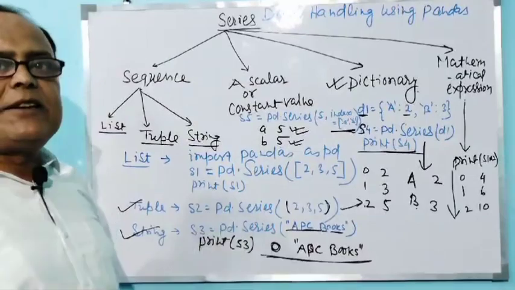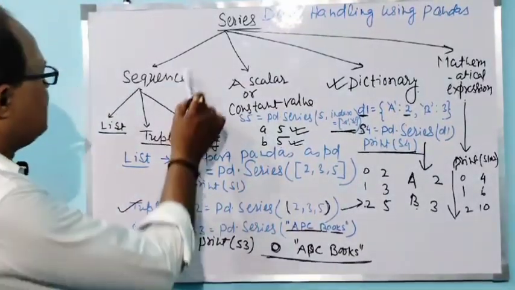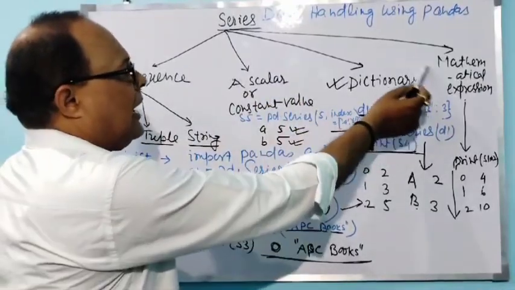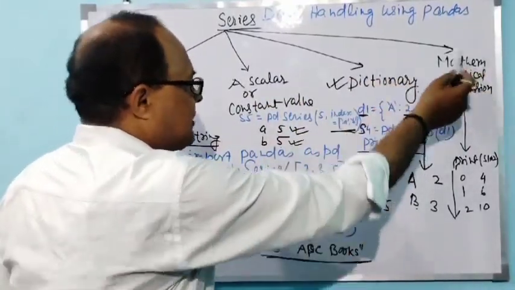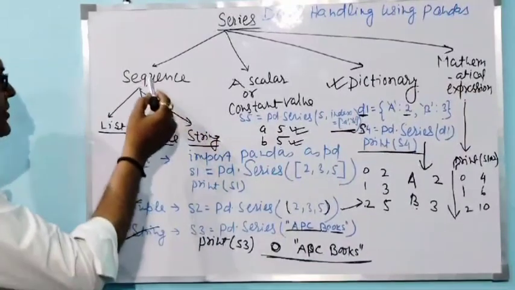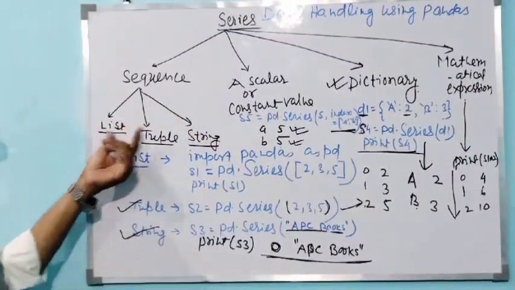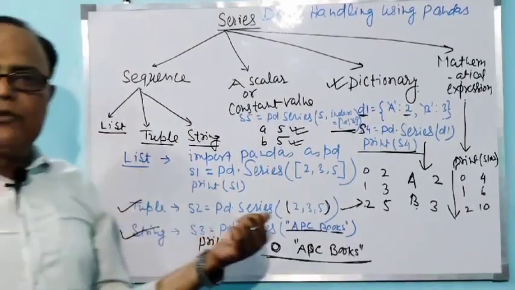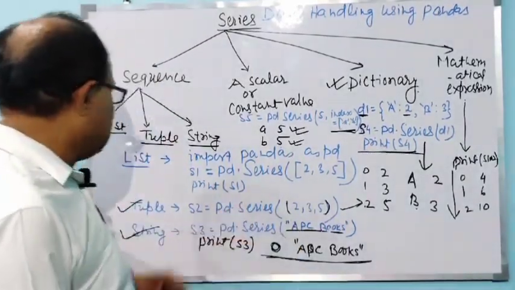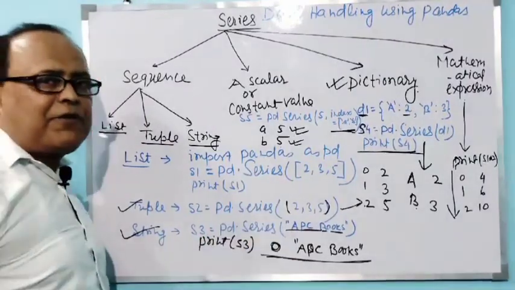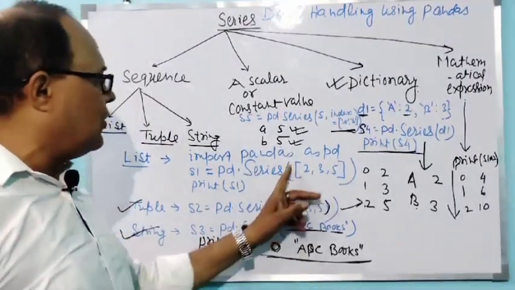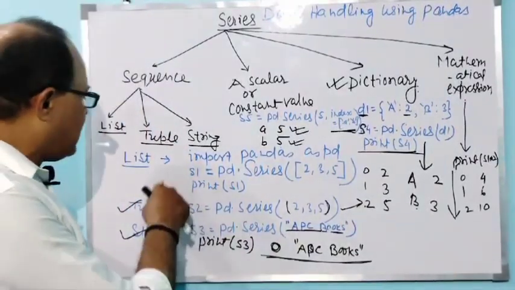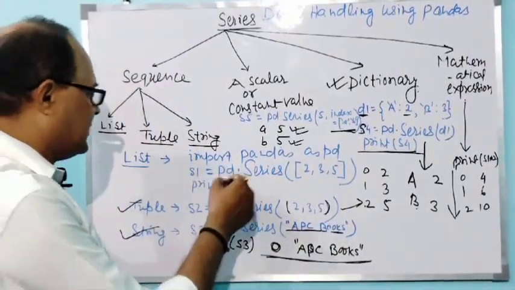Without any further delay, I am going to discuss how to create a series. We can create a series by using a sequence type, by using a scalar or constant value, by using a dictionary, and by using a mathematical expression. Sequence has three types: list, tuple and string. List, you already know. A list is a collection of different elements enclosed with square brackets. So we can create a series by using a list.